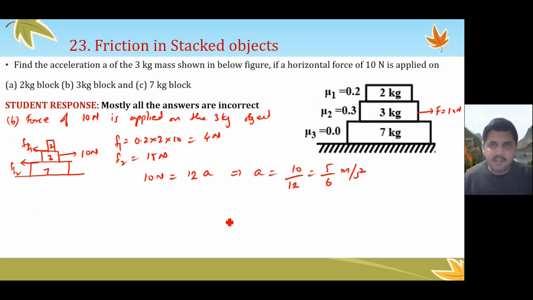right? So what does it mean? It tells me that when you apply a force here, this 2 kg, 3 kg and 7 kg will go together. Okay, you will not be able to pull this object alone. All the three will be going together, right? So we have got this for the second one. So here 5 by 6 meter per second square will be the acceleration for a1 equal to a2 equal to a3. All the three will be moving with the same acceleration.